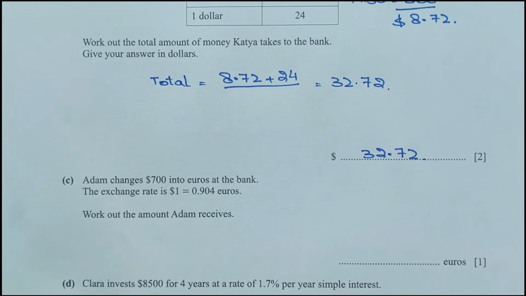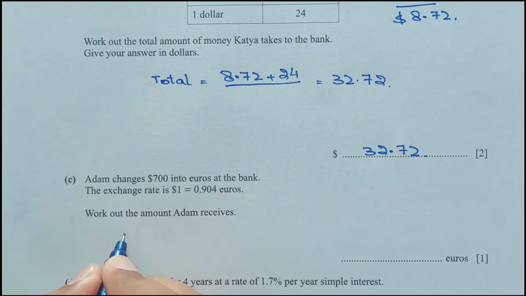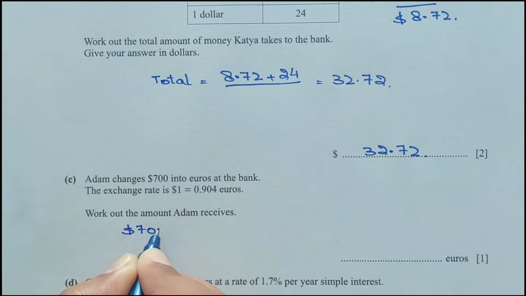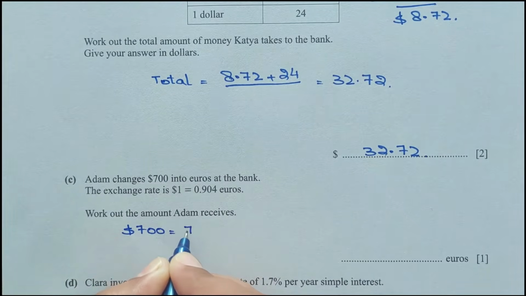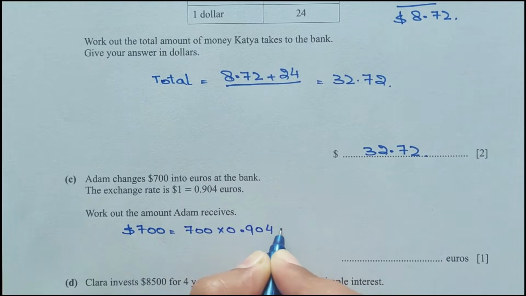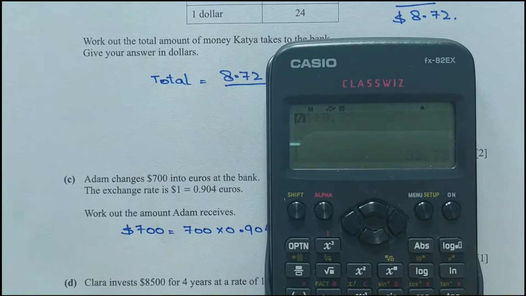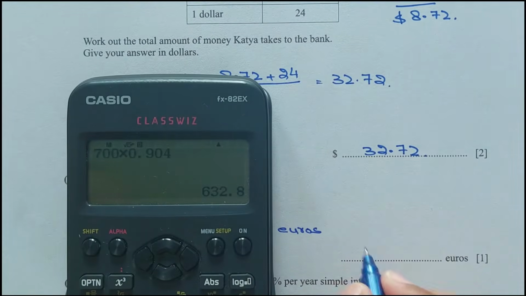Right, now for part C, Adam changes $700 into euros at a bank. The exchange rate is $1 is this many euros. Work out the amount Adam received in euros. Okay, so if $1 is this, what is $700? $700 equals 700 times 0.904 euros. 700 times 0.904 is 632.8 euros.